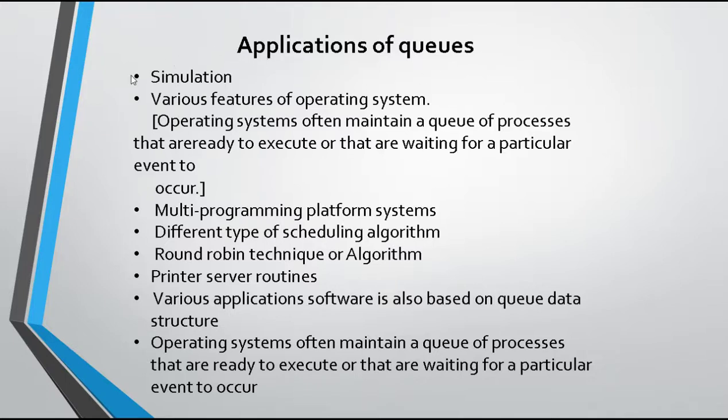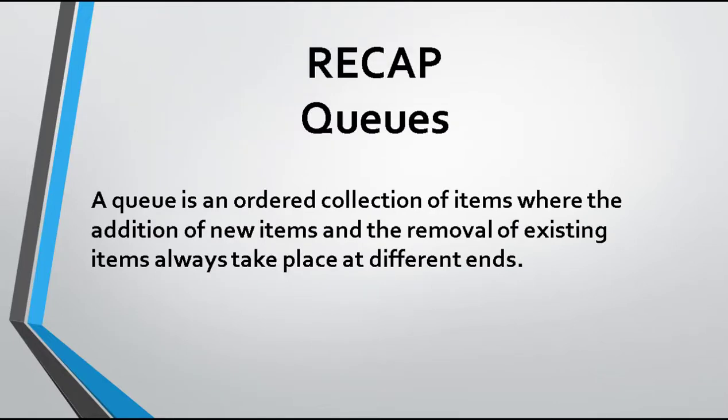You can remember any five applications of the queue. So let us have a recap of what we have studied in queues. A queue is an ordered collection of items where the addition of new items and the removal of existing items always take place at different ends. So now you know what a queue is and where insertion and deletion take place.